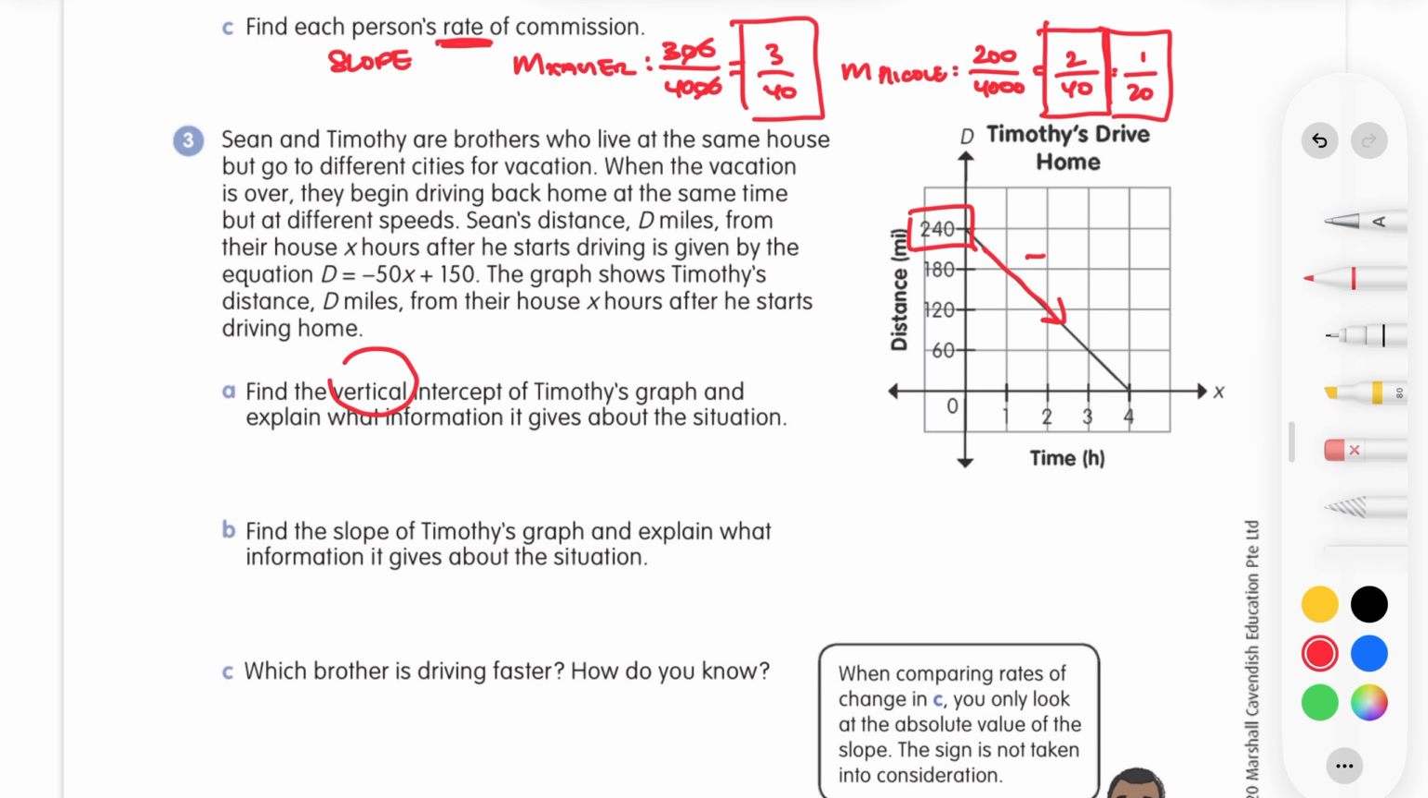Right there, it starts at 240. And so therefore, the distance of the house, we are talking about, B is equal to 240, which means that Timothy always starts at 240 miles away.